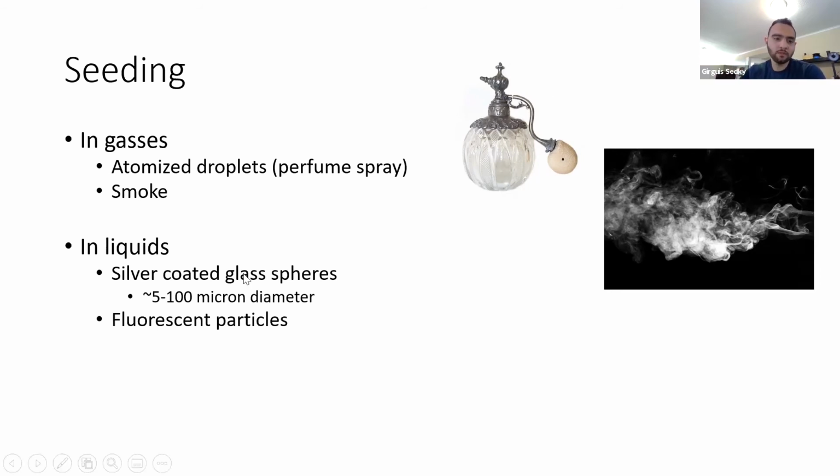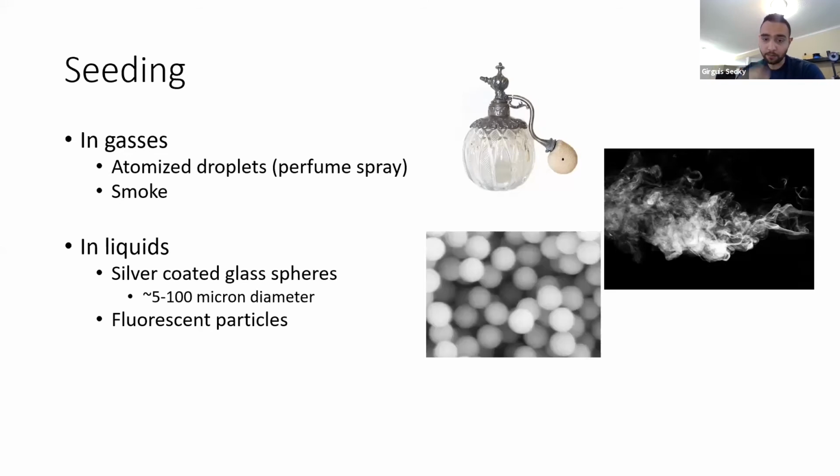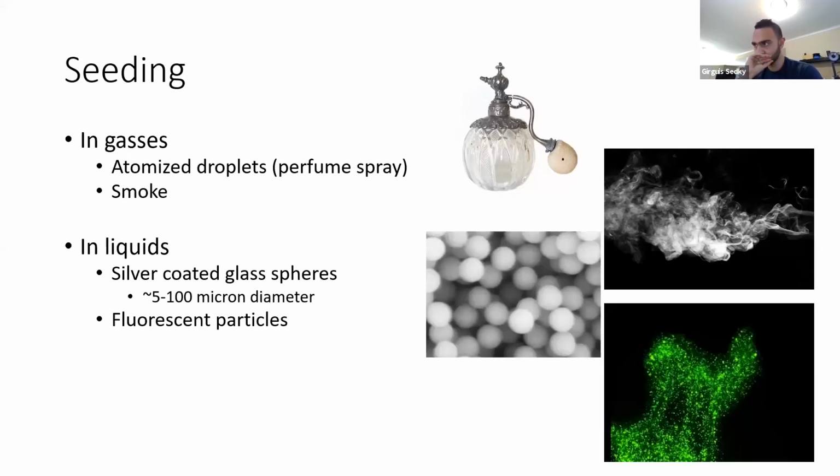There's a bunch of different ones. Examples here are silver coated glass spheres, or any glass spheres that would scatter light effectively so that they glisten in the laser. You can also use fluorescent particles, which is really nice. Fluorescent particles don't just scatter light, but they also create their own light in the laser, which is very nice if you have lots of background problems.